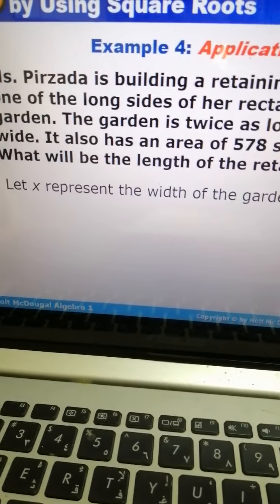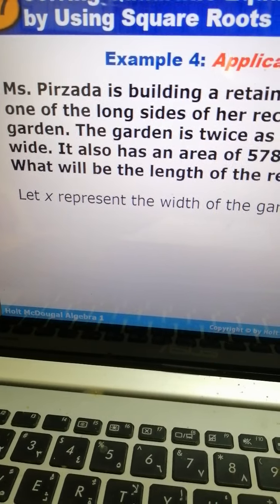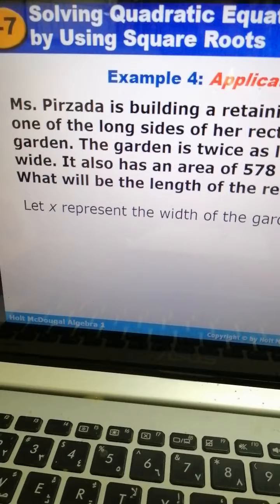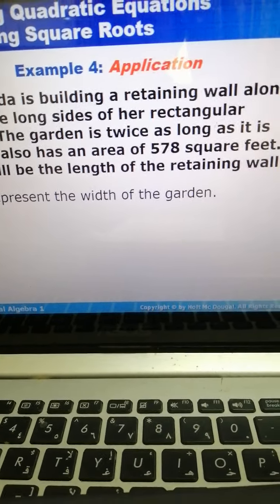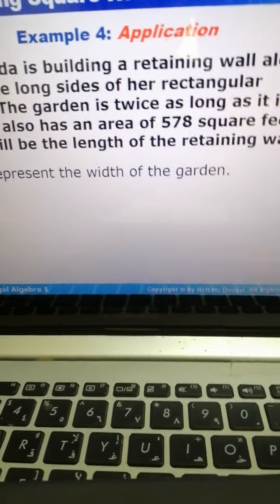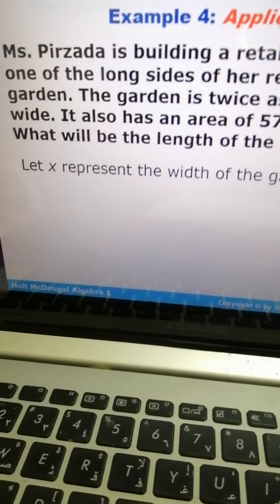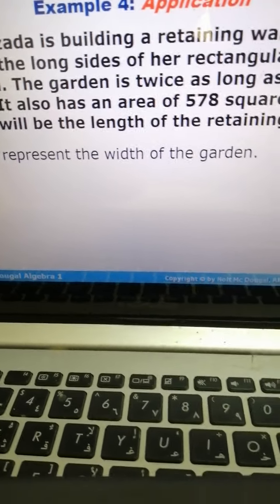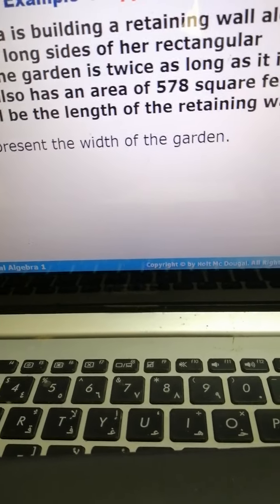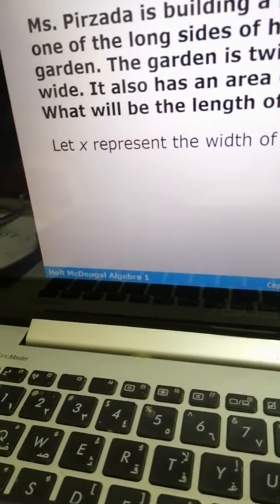Okay, let's go to the application. Ms. Persada is building a retaining wall. This is the last example. Along one of the long sides of her rectangular garden. So it's a rectangle. The garden is twice as long as it is wide. It also has an area of 578 square feet. What will be the length of the retaining wall? So you're looking for the length.